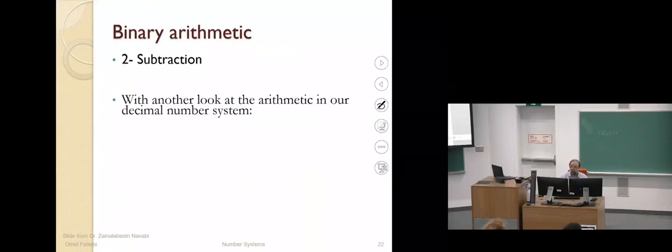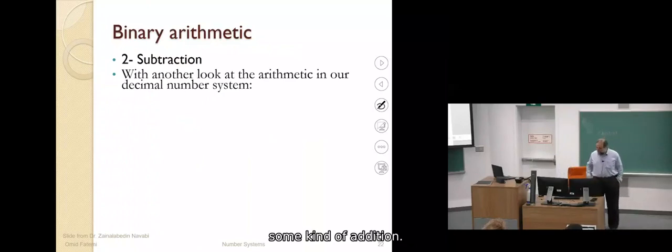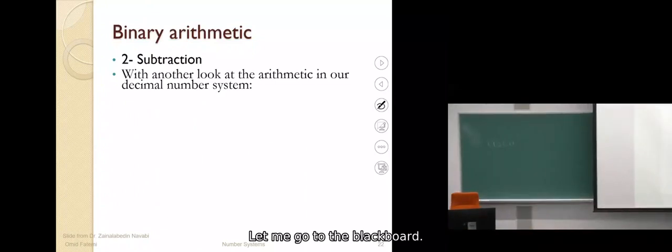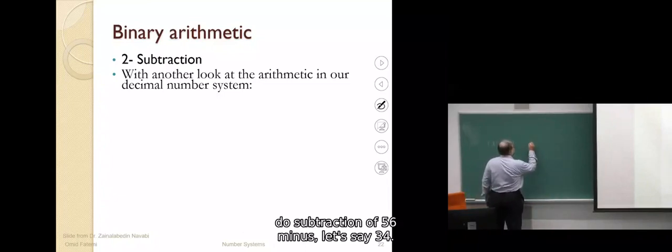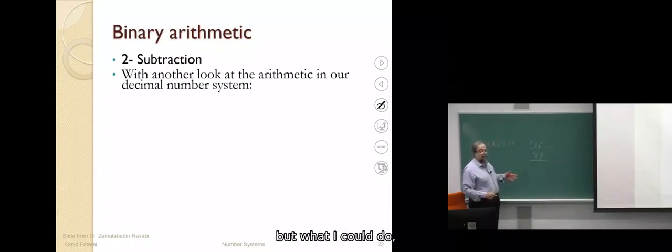Let's continue. We want to make subtraction some kind of addition. What do we do in decimal? Let me go to the blackboard. What do we do in decimal? In decimal, when I want to, for example, do subtraction of 56 minus, let's say, 34, I can do the subtraction here. But what else I could do?